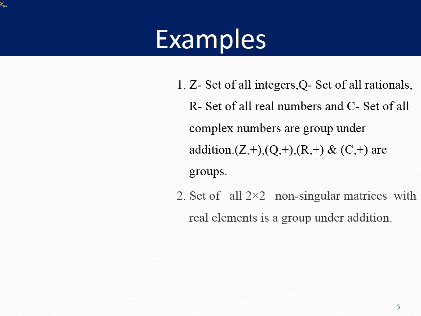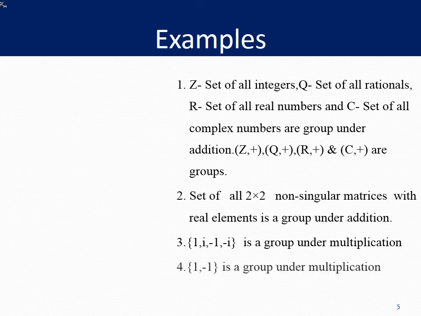And you know about the matrices. So, set of all 2 by 2 non-singular matrices with real elements is a group under addition. Next, a special group: the set consisting of only 4 elements, 1, i, minus 1, minus i, is a group under multiplication. Next, the set consisting of only 2 elements, 1 and minus 1, is a group under multiplication. Another one, a plus b root 2 such that a, b belong to Z is a group under addition.